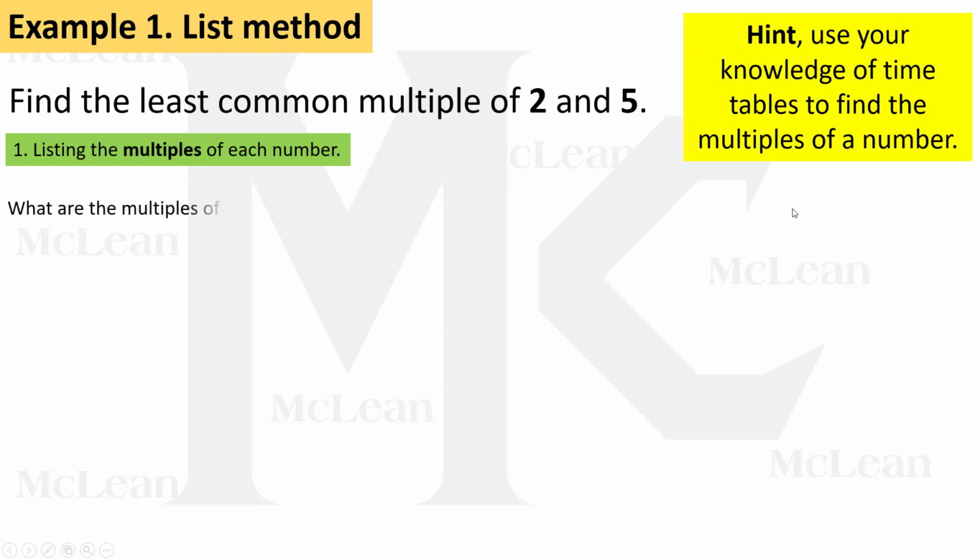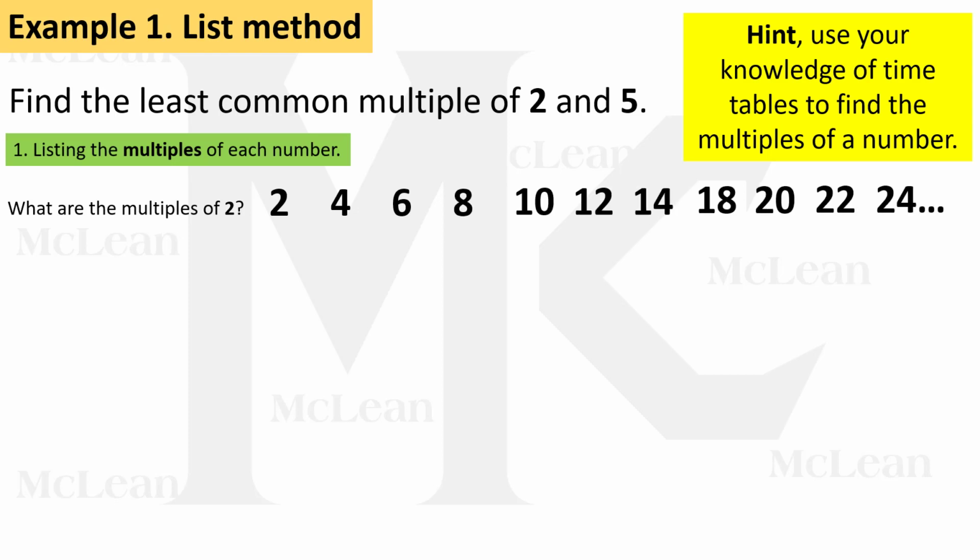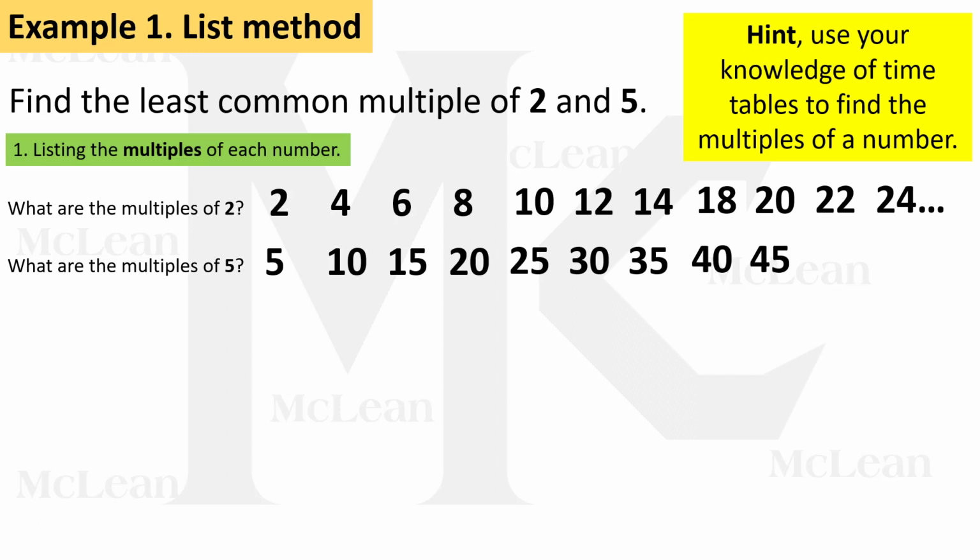Alright, let's continue. So what are the multiples of 2? Start with 2, 4, 6, 8, 10, 12. And we're going up until we are at 24. We can go more, but let's stop here. Alright? Moving on. And what are the multiples of 5? 15, 20, 25, 30, and going all the way up. And we stop at 55.